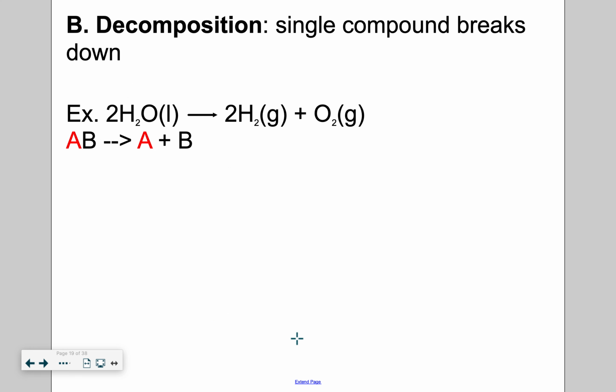Second type is called the decomposition reaction, where a single compound will break down into its parts. So you start with one reactant, and it's going to break down into its parts. So AB produces A plus B. Much like water, through the process of electrolysis, you get hydrogen gas and oxygen.